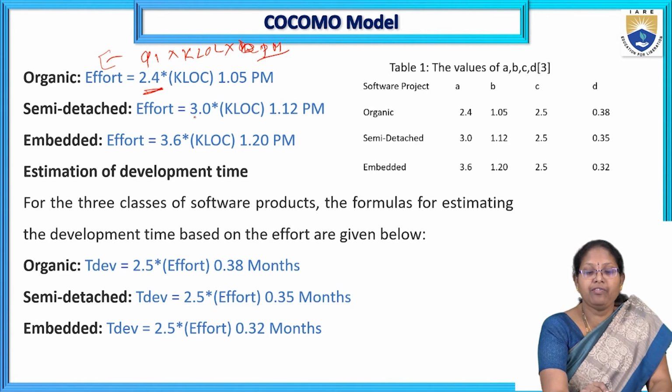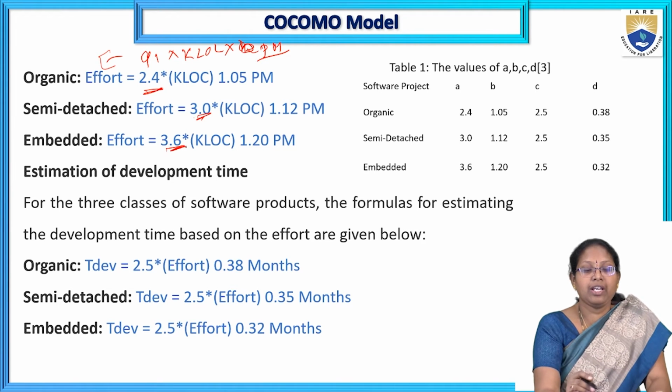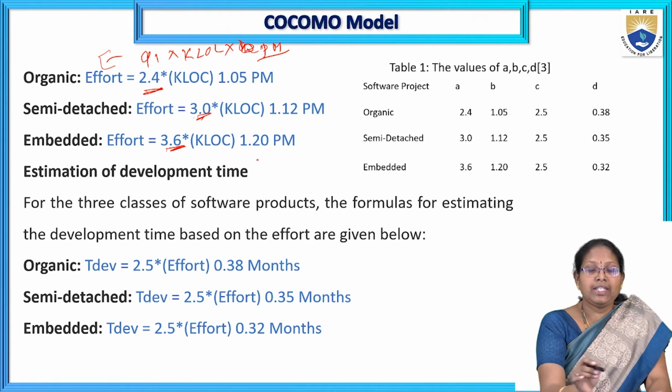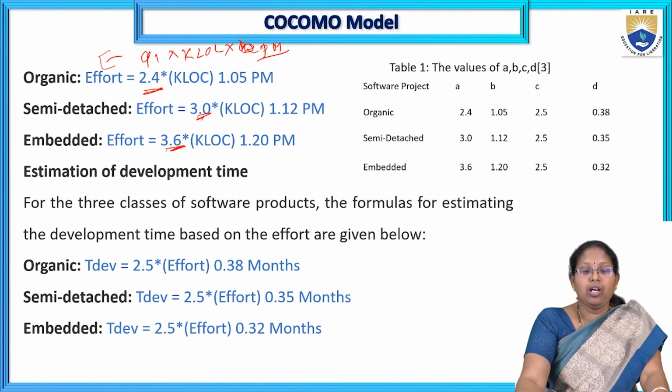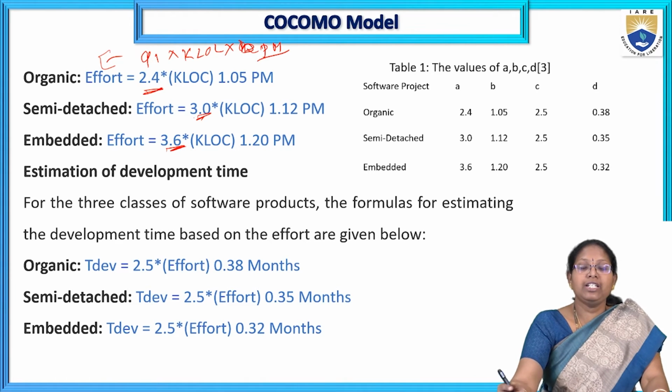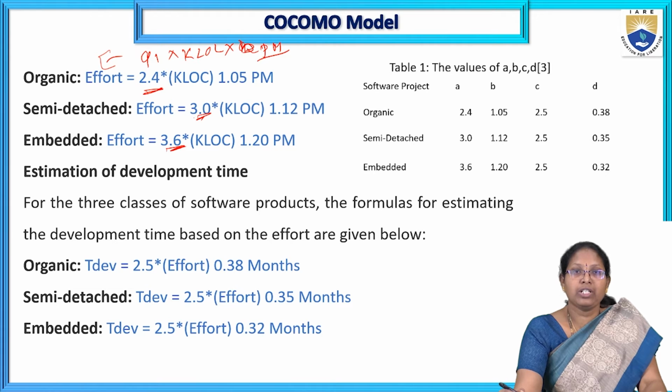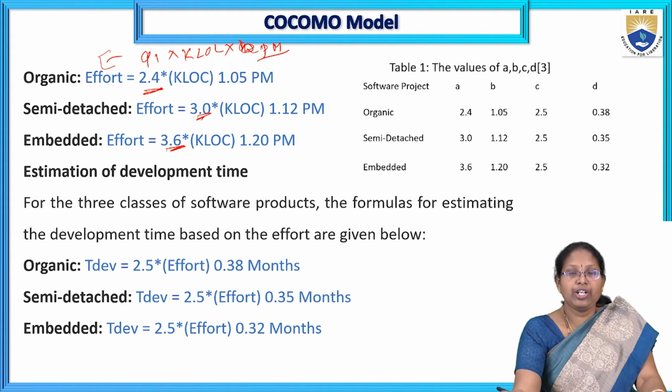See here, different values are used for semi-detached and embedded, as A values and B values. How can we know the A values and B values? The tabular values are required to compute the effort using the COCOMO model, the software project estimation calculation. So some table values, constant values, are required.